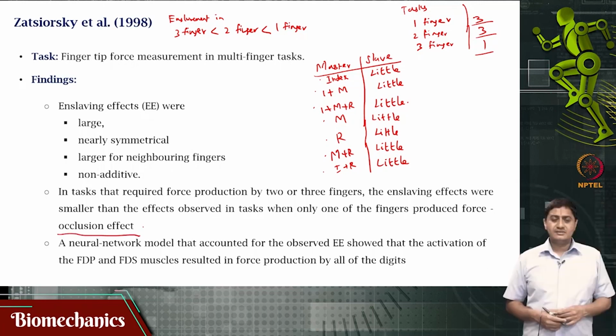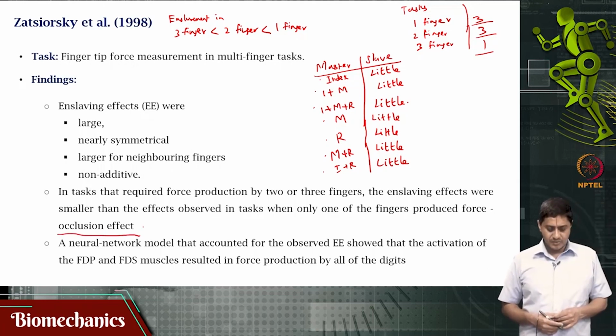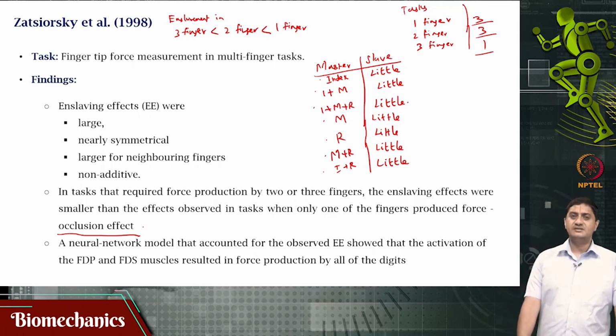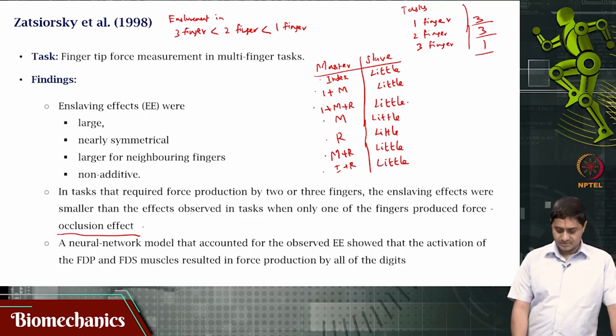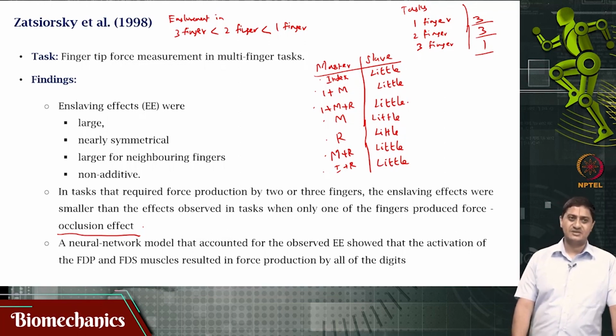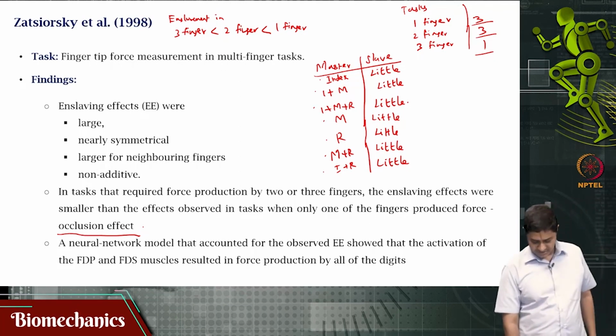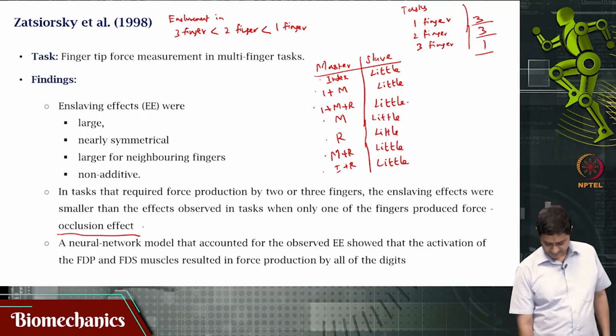There is an occlusion. They also modeled this using a neural network model that showed that activation of the flexor digitorum profundus and the flexor digitorum superficialis muscles resulted in force production by many of these digits, or all of these digits. Okay. This is what they found in the 1998 paper.